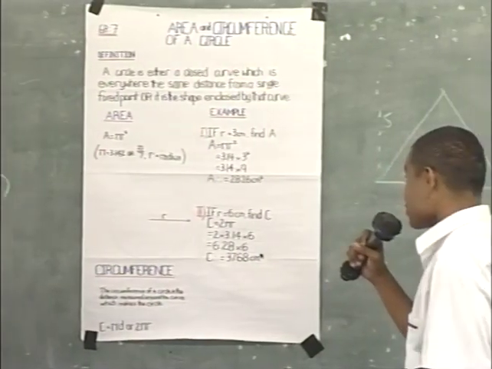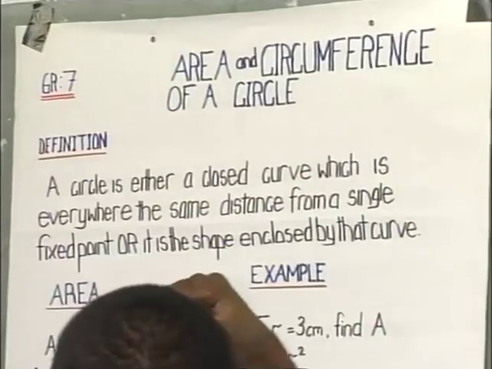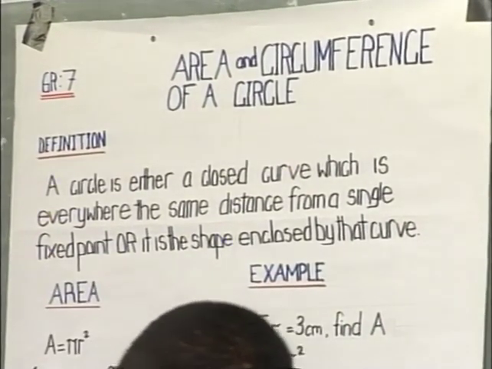Group 7 is going to be talking about the circle. So this is not grade 7, but group 7. We change positions. Margaret, you go to the other side.